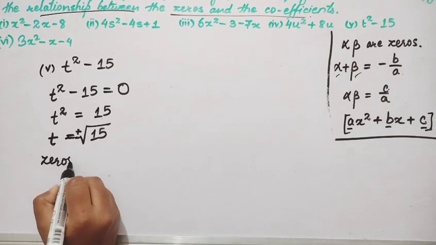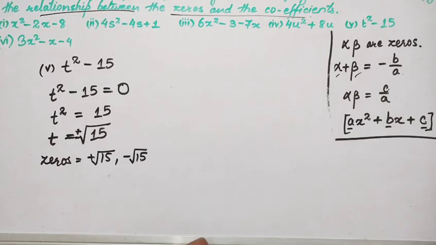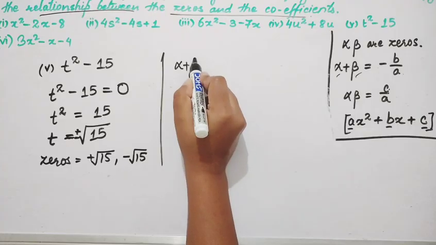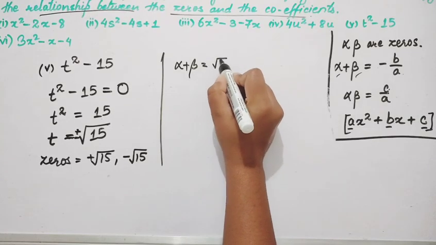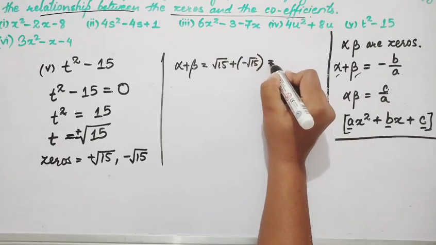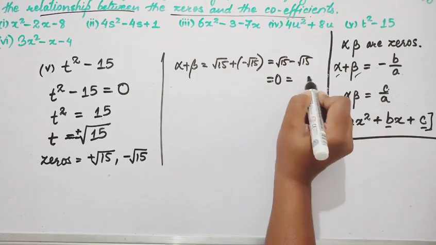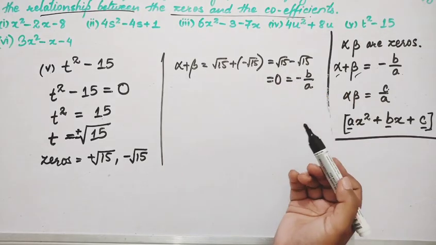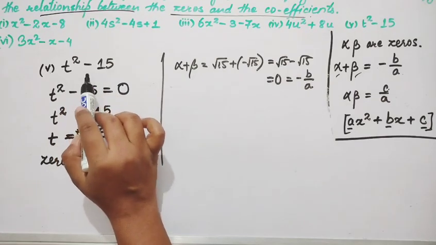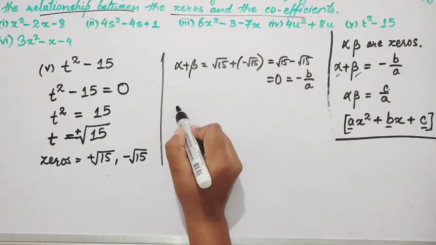So the zeros over here are plus root 15 and minus root 15. Let us verify. Alpha plus beta equals root 15 minus root 15, which is 0, which is minus b by a. And we can clearly see over here that in t square minus 15, we don't have any t to the power 1 term. That means b equals 0.